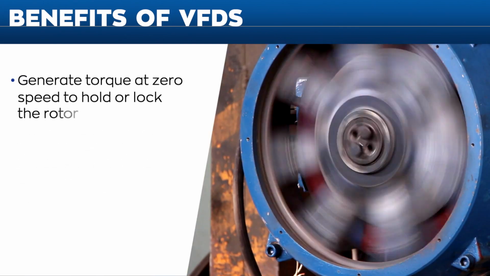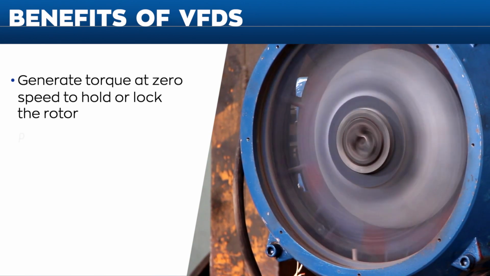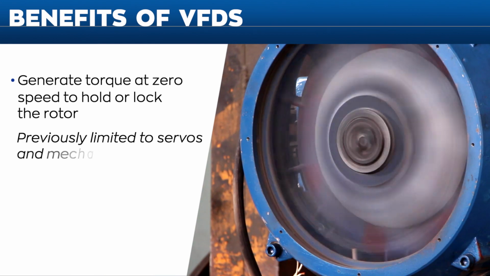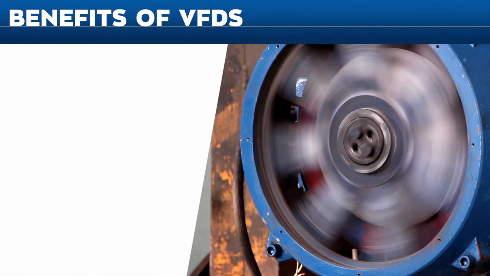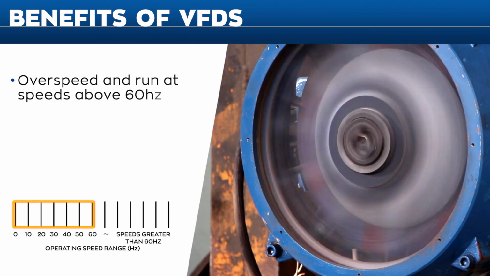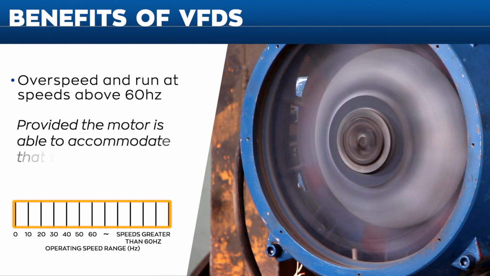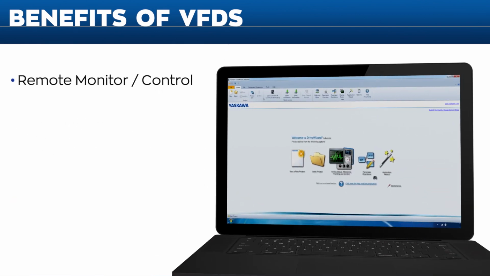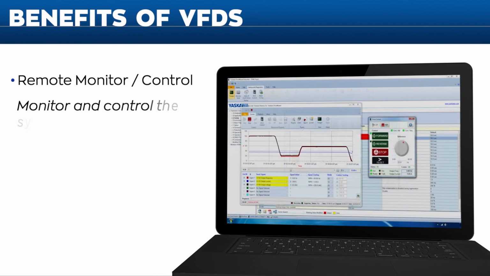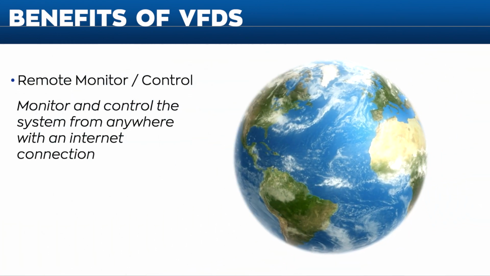We can generate torque at zero speed to hold or lock the rotor, a feature previously limited to servos and mechanical brakes. On the other side of the table, we can now overspeed and run at speeds above 60 Hz, provided the motor is able to accommodate that speed. Remote monitor control means that you can monitor and control the system from your desk or from anywhere in the world where you have an internet connection.